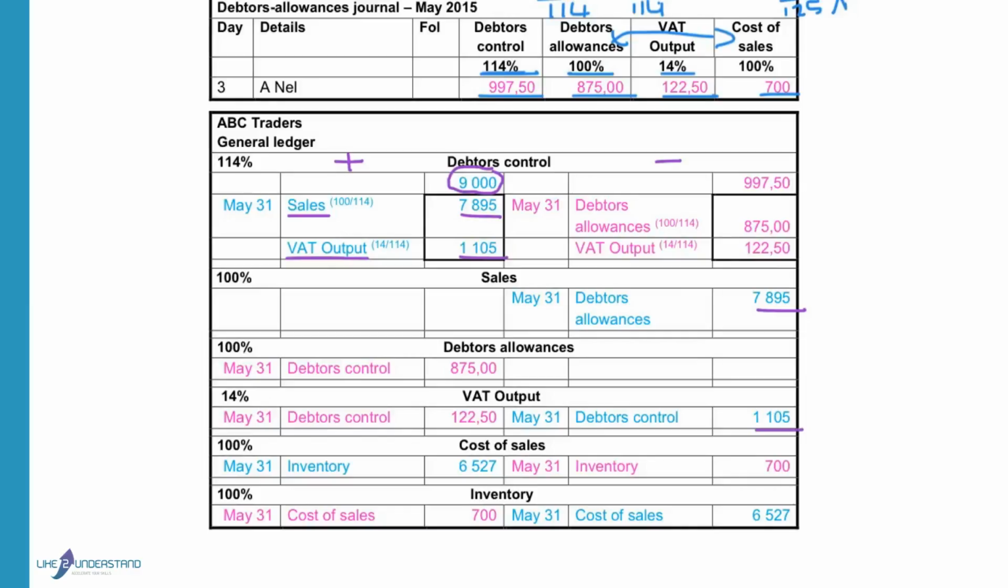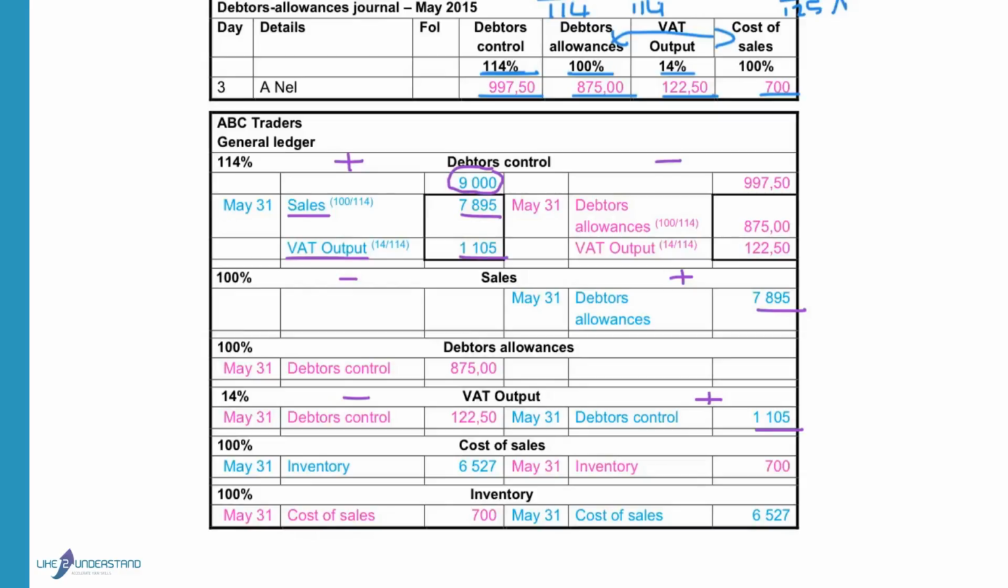The sales is an income. Income increases on the credit side, therefore the sales is credited. VAT output is a liability, so if we collect money on behalf of SARS, we increase the liability with 1105.